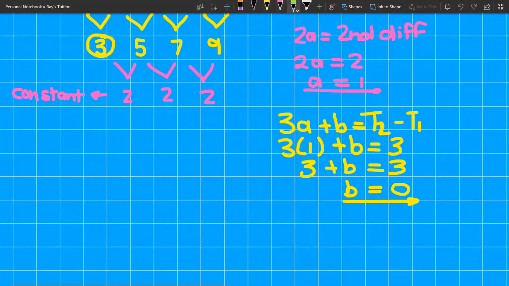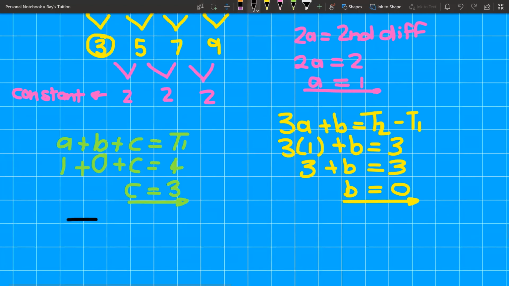Then what we do is we use both of the previous answers to solve for C. So A plus B plus C is equal to T1. A we calculated was 1, B we calculated was 0, and C is what we're solving for. And T1 is our first term, which is 4. So solving for C, we get 4 minus 1, which is 3.